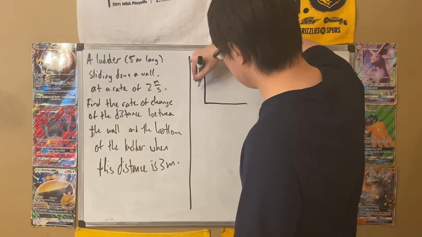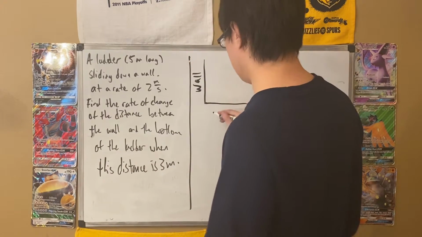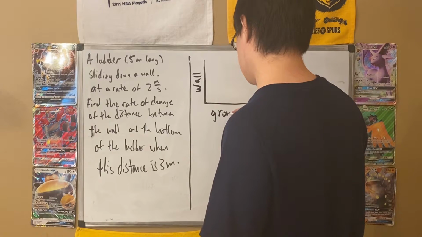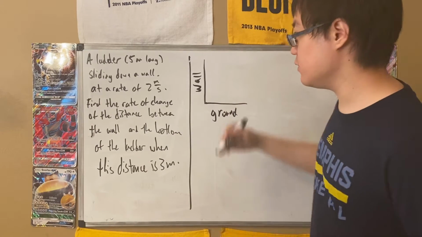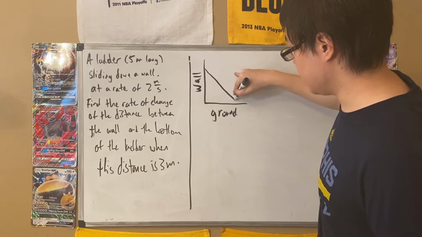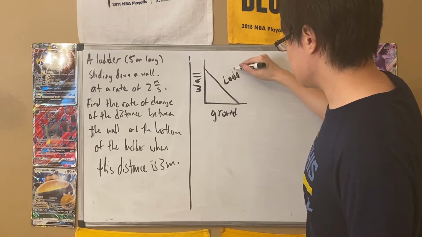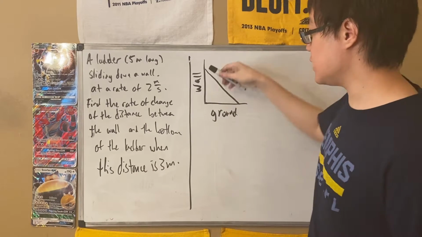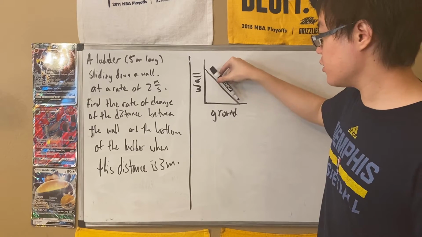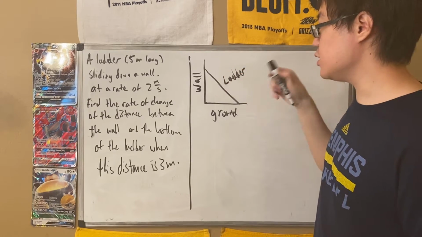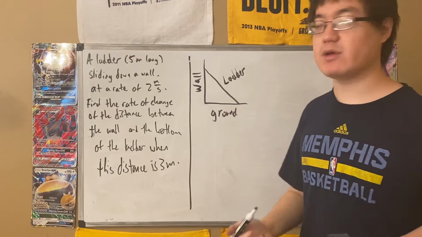So I have a wall here. Hopefully you can tell that this is a wall. Then we have the ground. How lovely. And then finally, we're going to have a ladder. I'm going to draw a very beautiful ladder. This is going to be my ladder. And basically what's happening is that you're going to have this ladder represented by my marker here, and it's sliding down the wall.